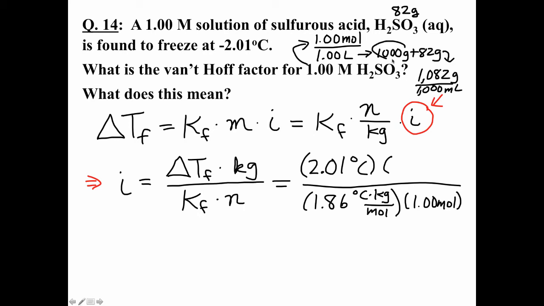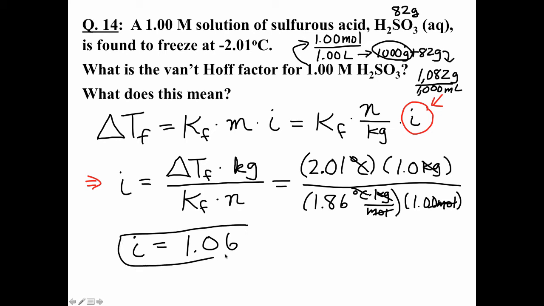Remember, it's of our solvent. So we have about 1,000 grams or about 1 kilogram of our solvent. And what this means is that when we do the math, degrees Celsius cancel, moles cancel, kilograms cancel, and i works out to be about 1.06.